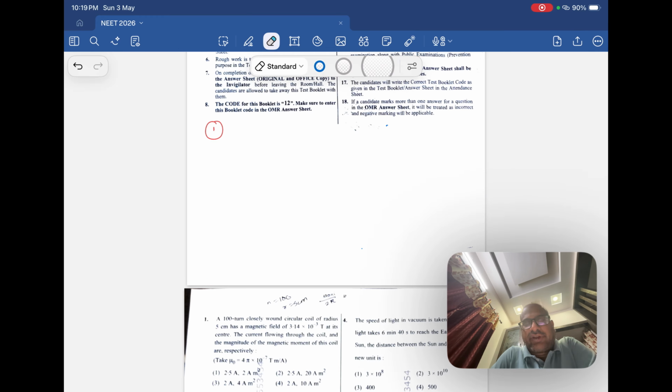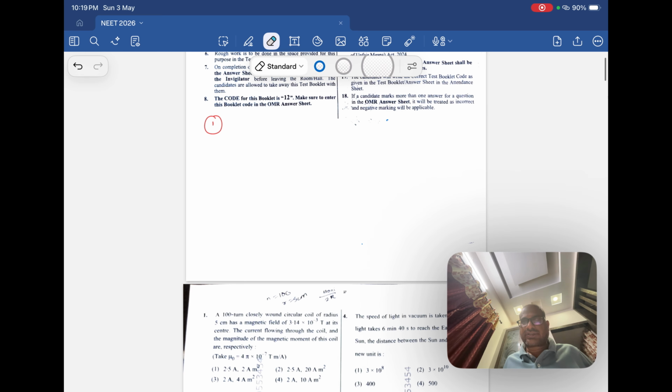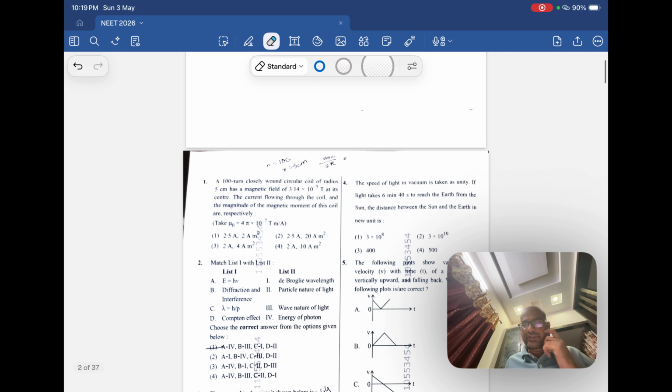Easy to moderate, but from the student point of view you may consider it moderate, and from the teacher point of view easy. But you have to bear the tempo of the examination, that particular tension, and in that you may make small silly mistakes, so that may fetch some negative marking for all of you. Compared to last year's 2025 paper, if you compare this time, physics was easy only. Okay, let us see the questions.